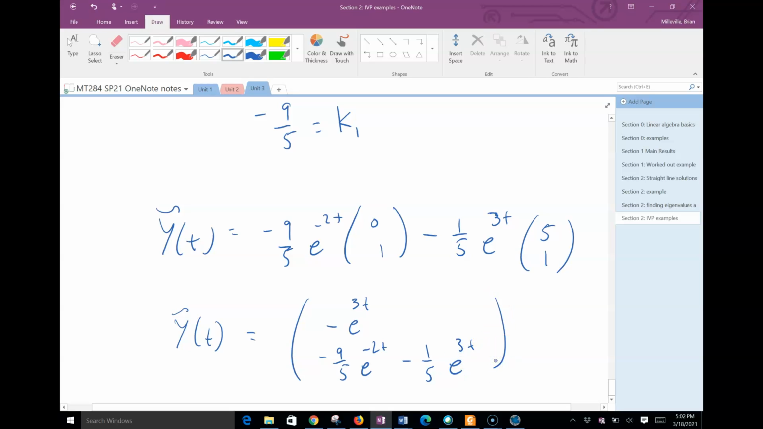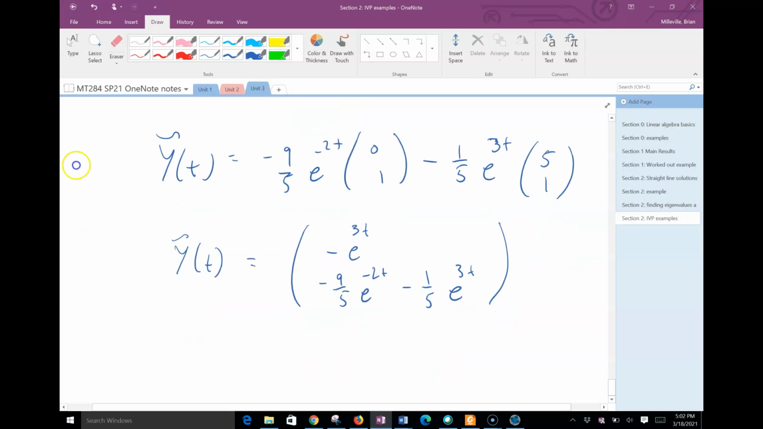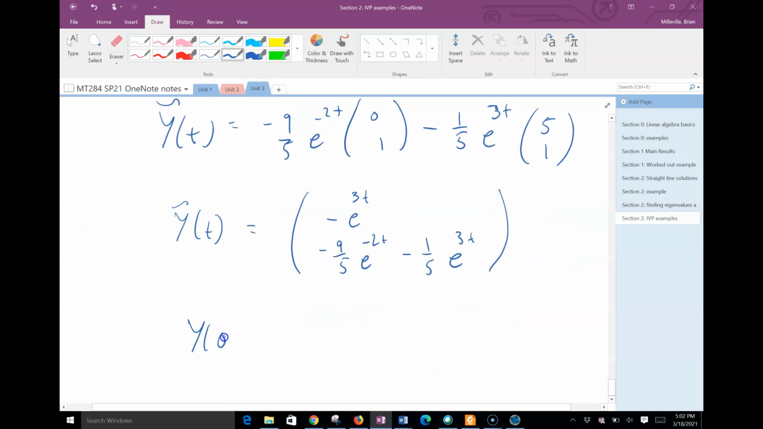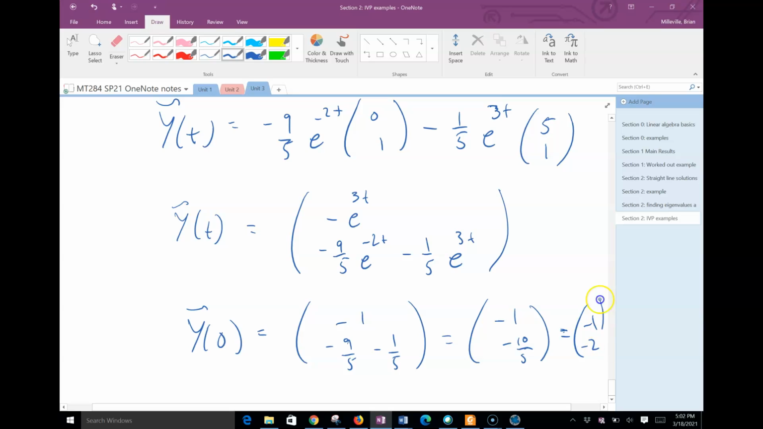Okay, and I'll leave it for you to check that this carries the appropriate initial condition. If we plug in 0, you will get negative 1 in the first component. You'll get negative 9/5 minus 1/5, which will give us negative 10/5, which of course simplifies down to negative 2. Alright, so we get the correct initial conditions.